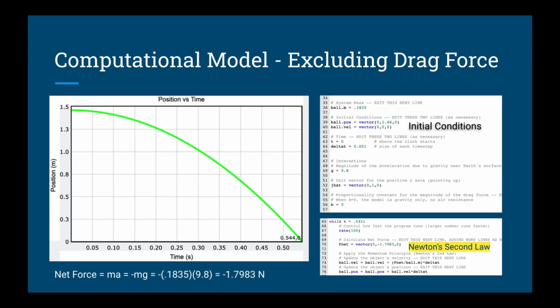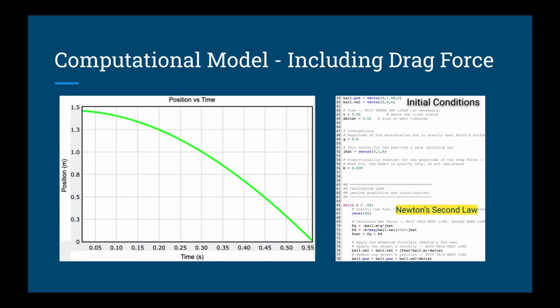The computational model excluding drag force has similar initial conditions. However, we see that the b value is equivalent to 0 because there is no drag force in this example. g is equivalent to 9.8 meters per second squared, and we were able to calculate the net force using Newton's second law, which states that net force equals mass times acceleration, or in this case, negative mg. This came out to negative 1.7983 newtons, and therefore we put that in for the net force. From Newton's second law, we derived the velocity and position update formulas in order to create the model at the left. The computational model, including drag force, is similar.